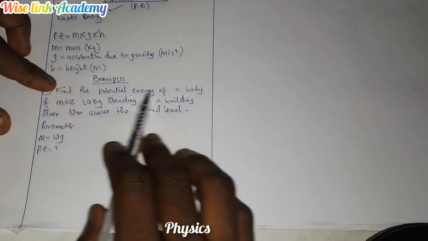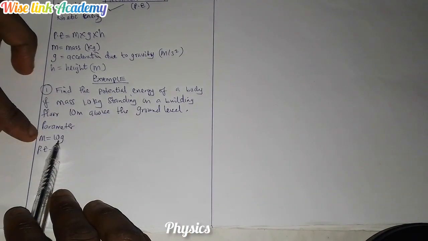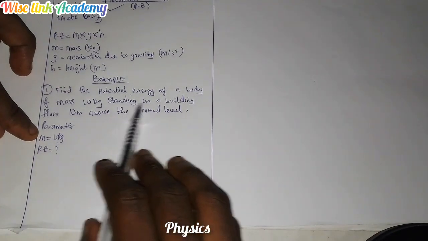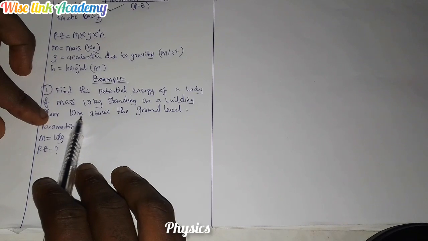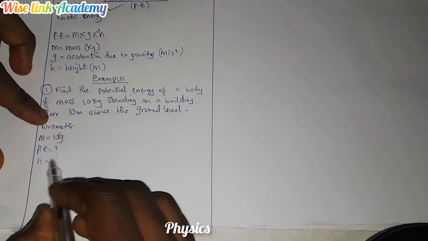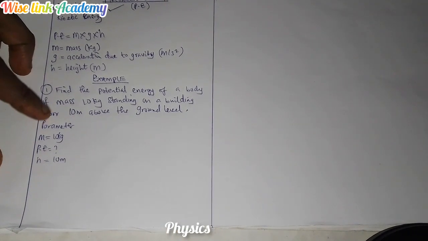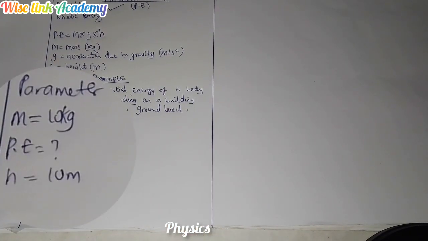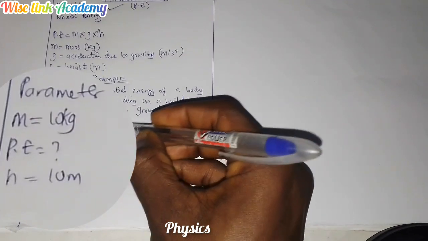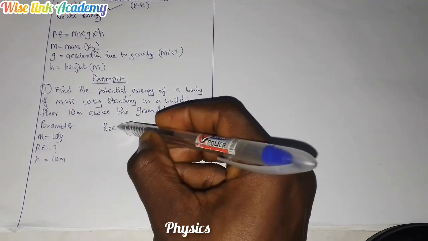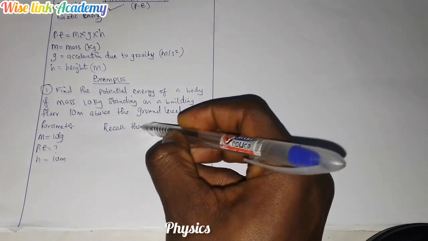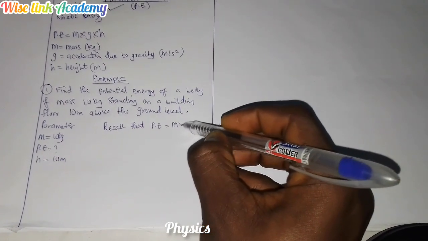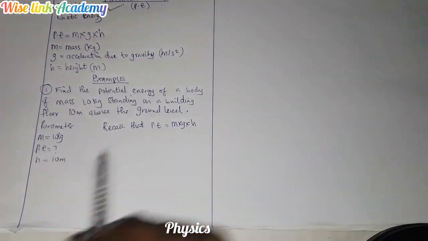So find the potential energy of a mass of 10 kg standing on the building floor of what? 10 meters above. That's our height, 10 meters. So we are asked to find potential energy. So recall that our PE, potential energy, is equal to what? Mass times gravity times height.